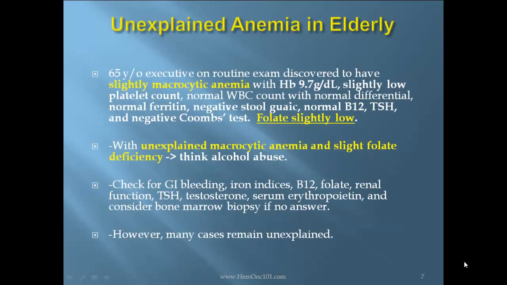Unexplained anemia in the elderly. Case report: 65-year-old executive on routine exam discovered to have slightly macrocytic anemia with hemoglobin 9.7. Slightly low platelet count, also key, normal WBC count with normal differential, normal ferritin, negative celiac, normal B12, TSH, negative Coombs test.